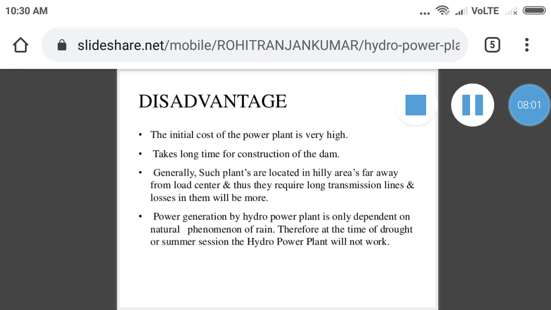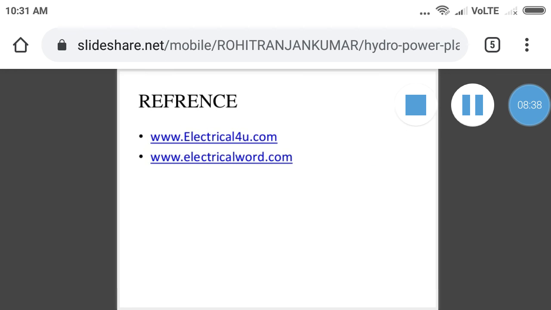Disadvantages: the initial cost of the power plant is very high, it takes a long time for construction of the dam. Generally, such plants are located in hilly areas far away from the load center and thus they require long transmission lines and losses in them will be more. Power generation by hydropower plant is dependent only on the natural phenomenon of rain. Therefore, at the time of drought or summer season, the hydropower plant will not work.